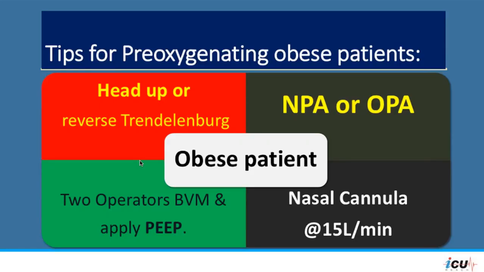Tips for pre-oxygenating the obese patients. So always try to pre-oxygenate them with the head up or using the reverse Trendelenburg position. Try to use adjunct airways like nasopharyngeal airways or oropharyngeal airways. Having two operators will facilitate the bag valve mask maneuver, and try to have PEEP because these patients have, if you like, heavy weight of fat on their chest, and they de-recruit their lungs quickly and lose their FRC. In addition to that, try always to use nasal cannula at 15 liters per minute during the pre-oxygenation period.